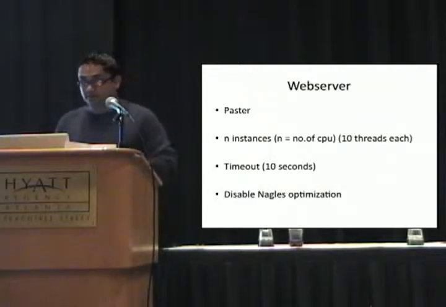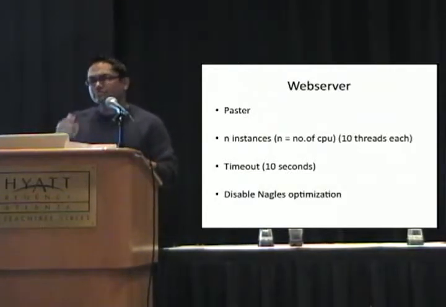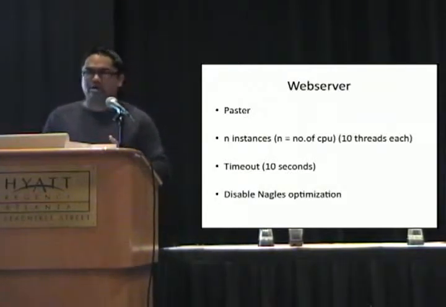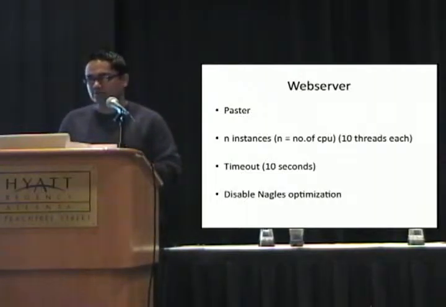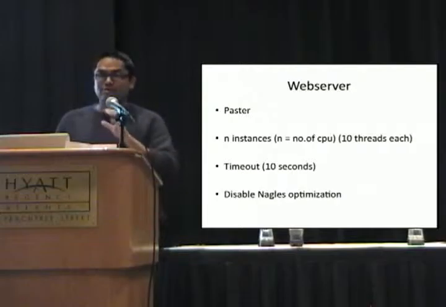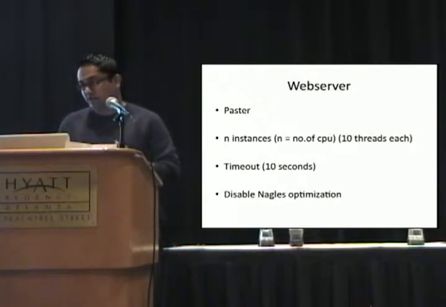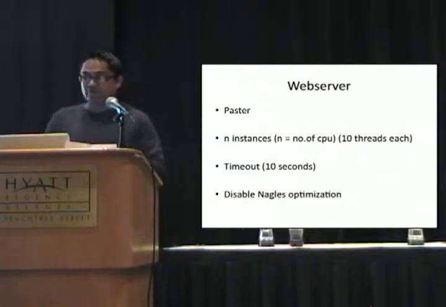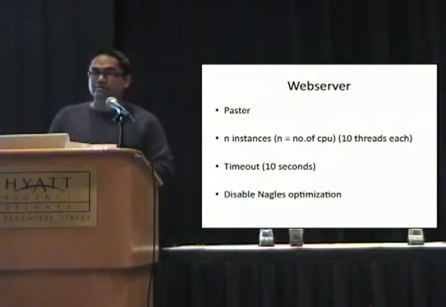So we use, as I said in the beginning, Paster. It's basically something that comes by default with Pylons. It's a very simple web server, doesn't do anything fancy. We have trimmed it down for our needs. We run n instances per web server, where n is the number of CPUs. We start with 10 threads.